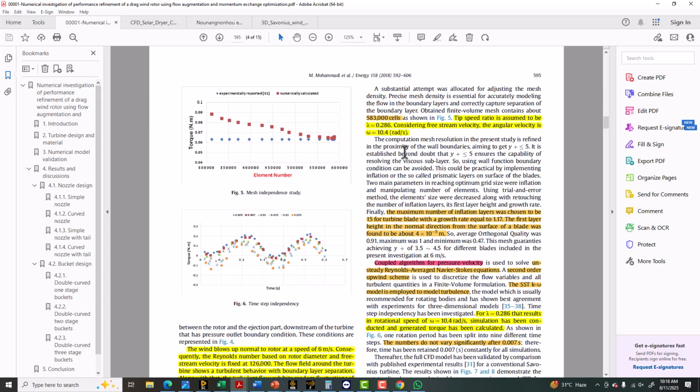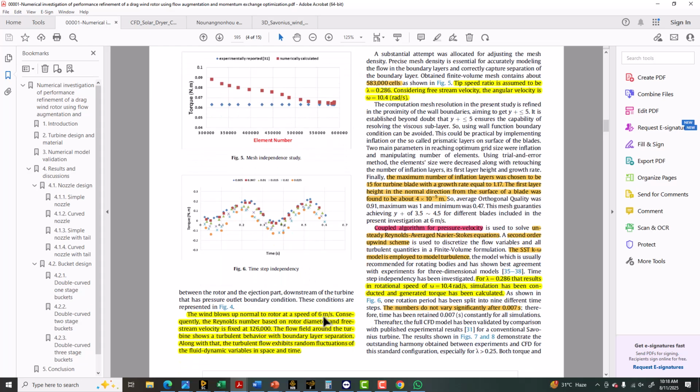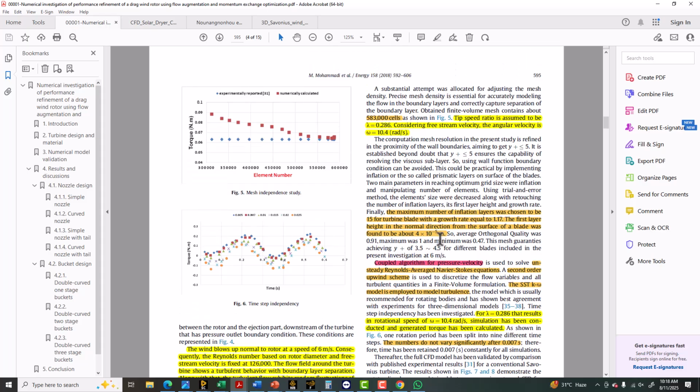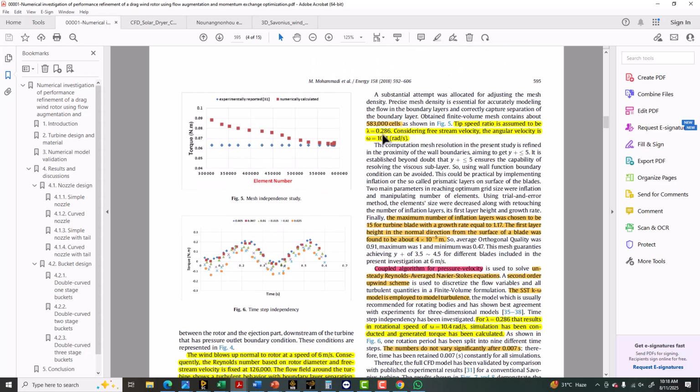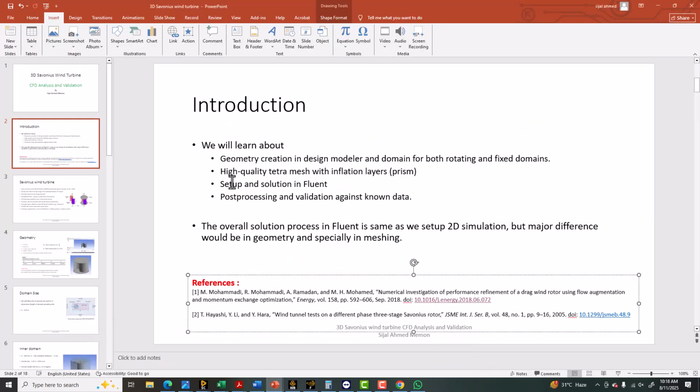And we have taken the same boundary condition, that is 6 meters per second, and omega, or the rotation speed, is 10.4 radians per second. And at this point the torque value is around 0.6063 or something like that. And for that I have given the complete calculations actually.